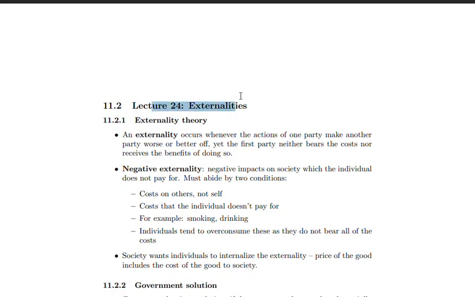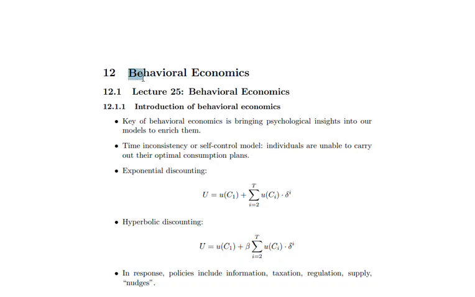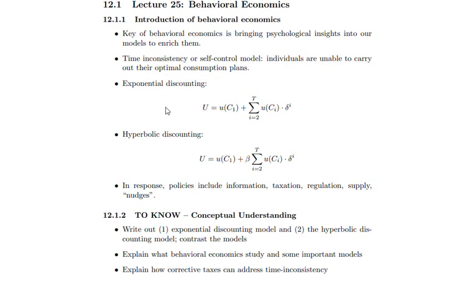Okay, that's all about externalities: their impact and the government solution. The final part is behavioral economics. The key of behavioral economics is to bring psychological insights into our models to enrich them, such as time inconsistency in our self-control model. Individuals are unable to carry out their optimal consumption plans.